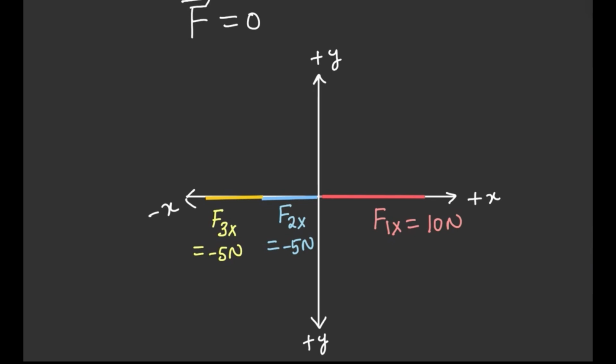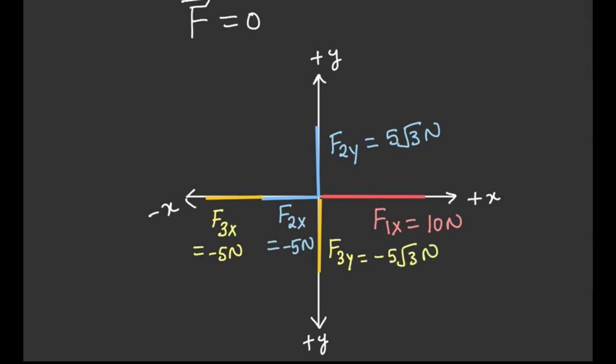We know that the y component of force vector F1 is 0. The y component of the force vector F2 is 5 square root of 3 newtons. So here we go. This is F2y. It is 5 square root of 3 newtons. Next, we are going to draw the y component of the force vector F3, and that is negative 5 square root of 3 newtons. So here we go. F3y equals negative 5 square root of 3 newtons.